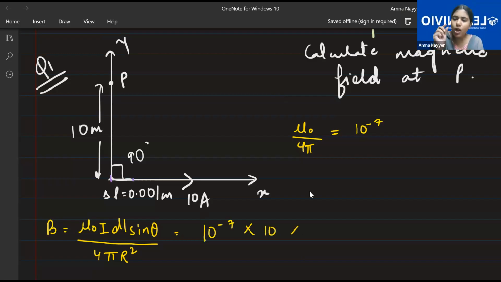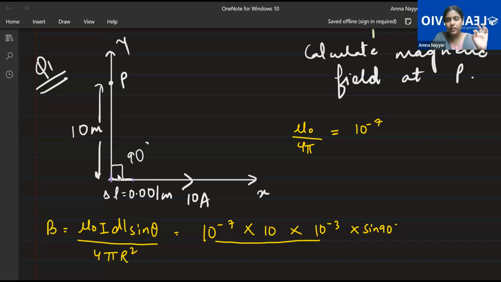dl means a very small length. So small length is this, 0.001. Can I write it as 10 to the power minus 3? Same thing. And then sine theta, a very great value we have, that is sine 90, straight away one. Calculations are easier. And radius means where your point and the current element is separated.